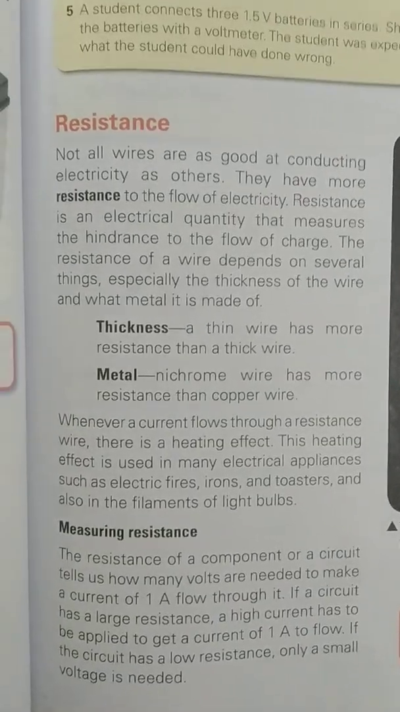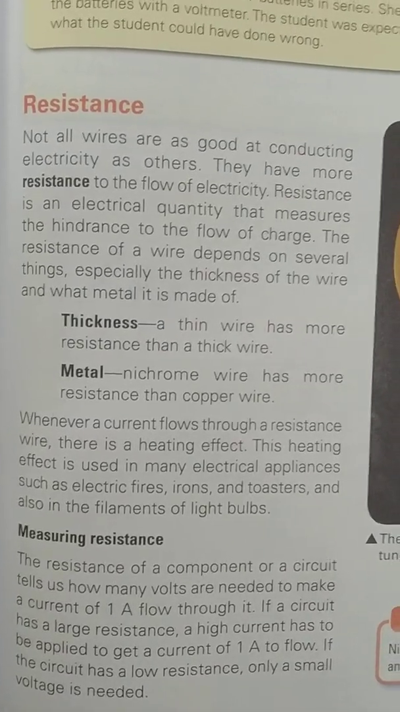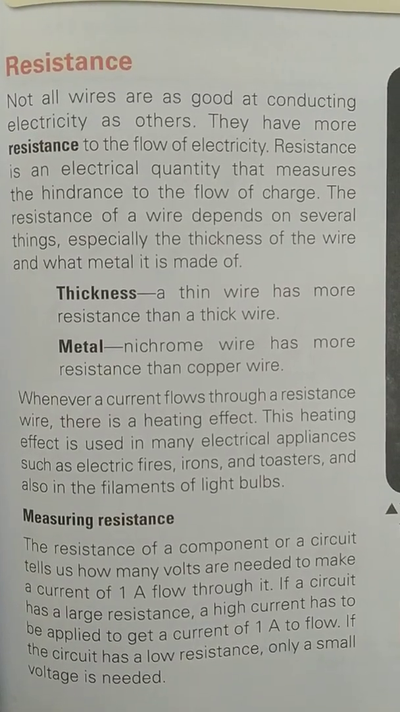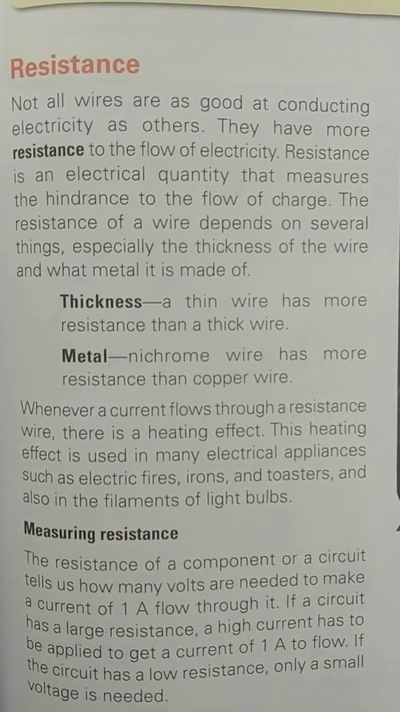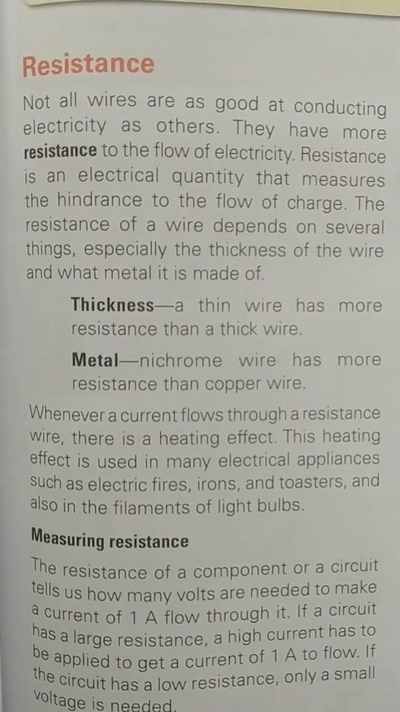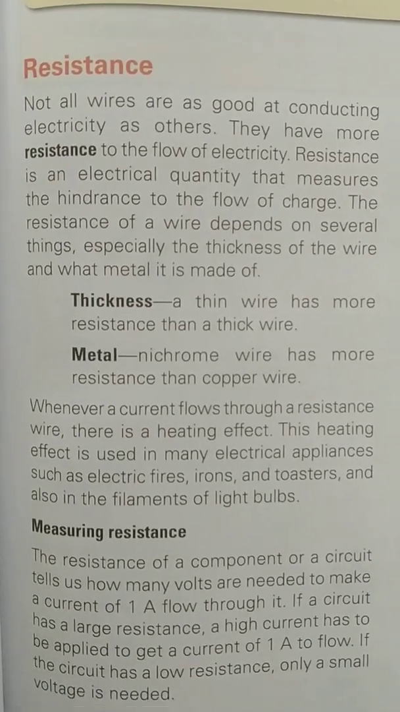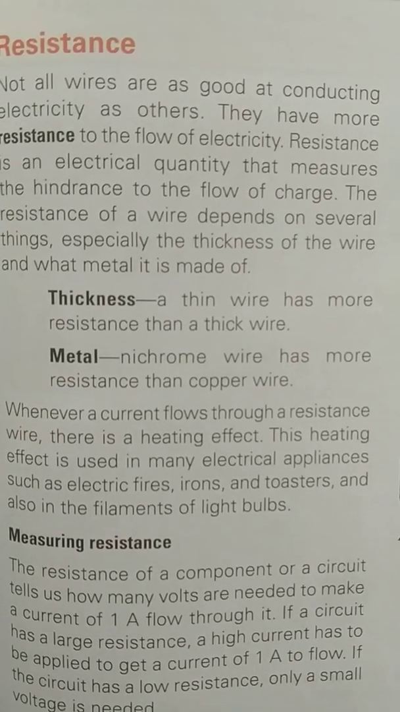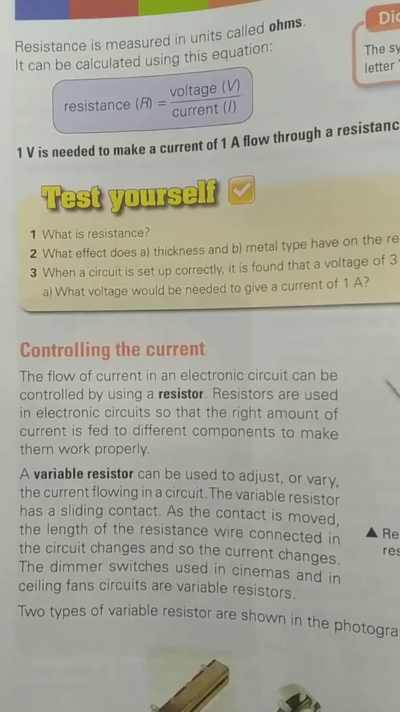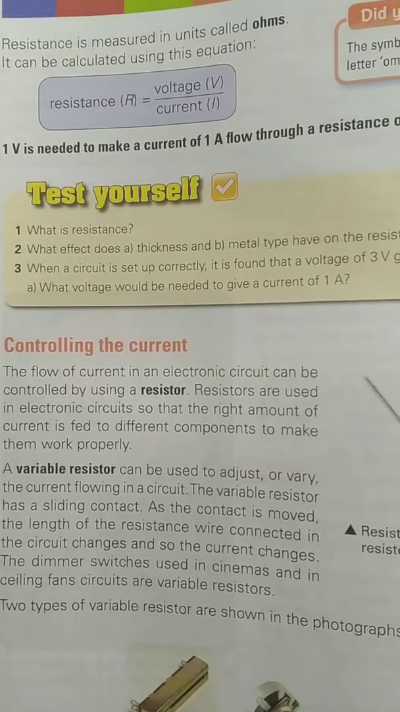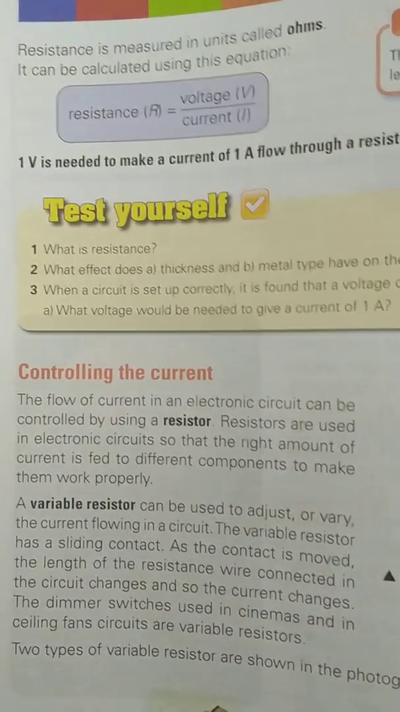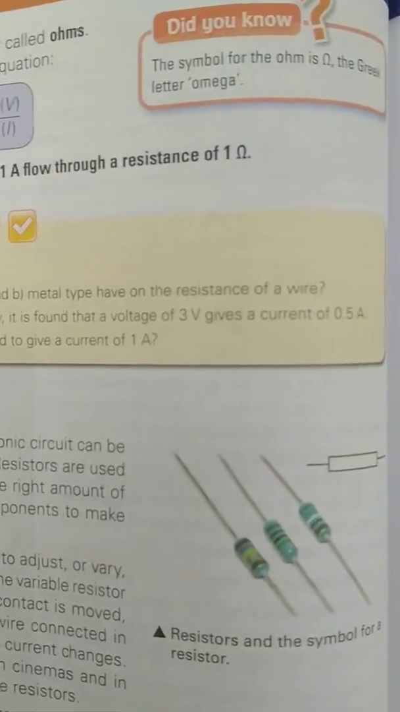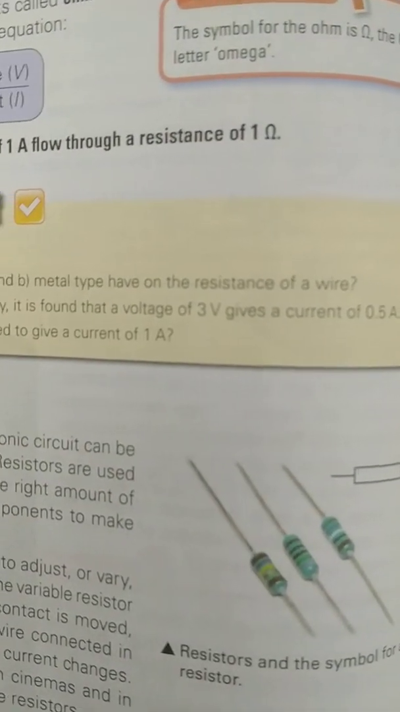Then we talked about resistance. Resistance is the hindrance to electrical flow in a component. The resistance in a thin wire is more compared to a thick wire. The same goes for different metals: in a nichrome wire the resistance is more compared to a copper wire. We measure resistance in the unit called ohms, using the formula resistance equals voltage over current, and the symbol of the ohm is omega.